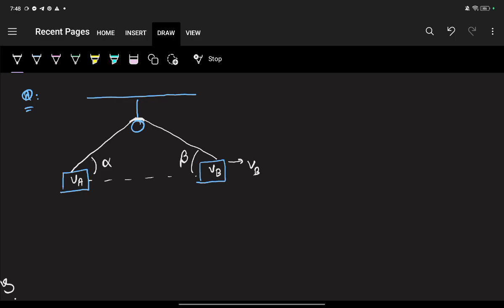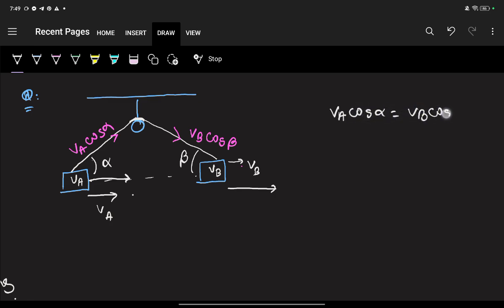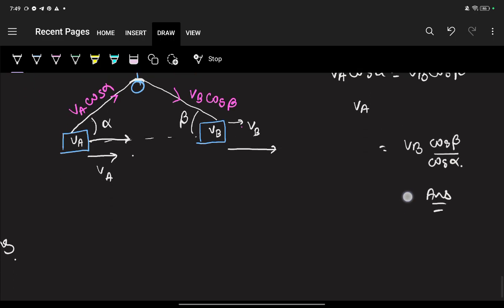So how are we going to find the relation between VA and VB? If you are moving this block in this direction, that means this block also moves in this direction. Yes or no? Okay, so how can we find the relation? If this is VA, then this is VA cos alpha. And if this is VB, this is VB cos beta. Since the string is the same, the velocity remains the same, right? So both of them are equal. VA cos alpha is equal to VB cos beta. That is the answer. Pretty easy, right?